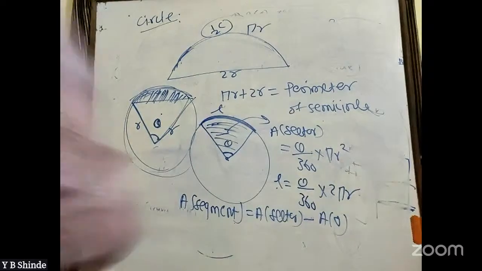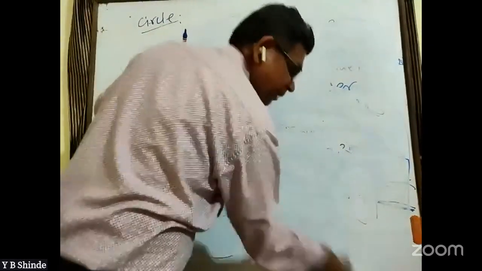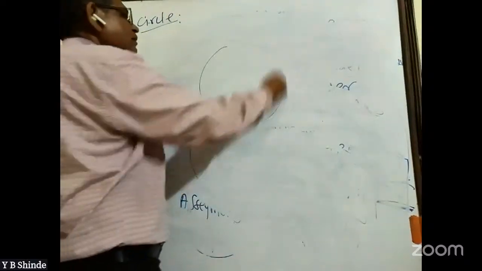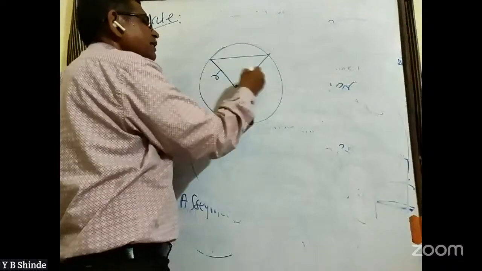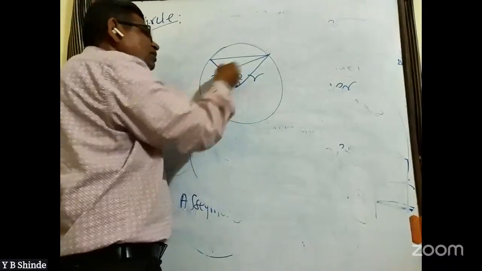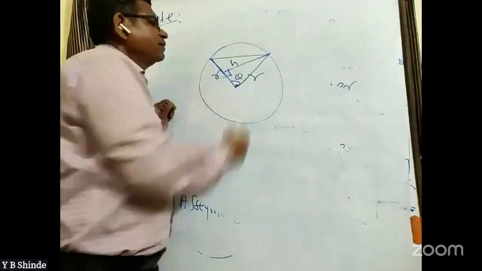Okay, see here, this type of triangle is there in any circle. Segment related triangle. This is the center, and this is the radius. This angle is theta. Draw this perpendicular. Consider it as the base, and automatically it will be the height.